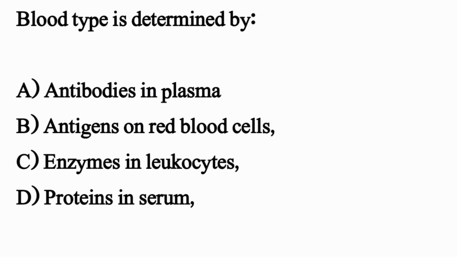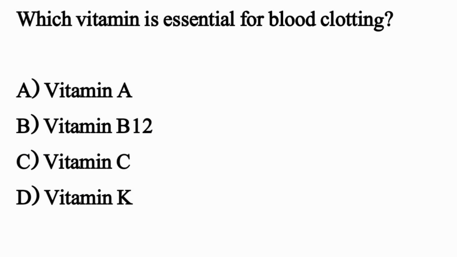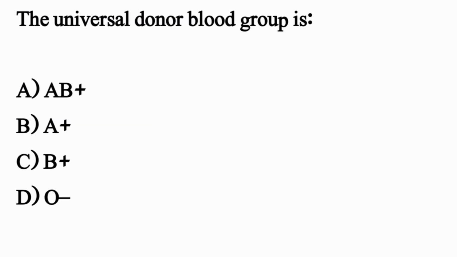Blood type is determined by. The right option is option B, antigens on red blood cells. Which vitamin is essential for blood clotting? The right option is option D, vitamin K. The universal donor blood group is. The right option is option D, O negative.